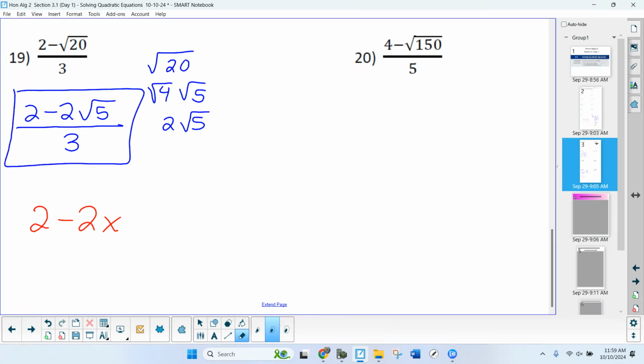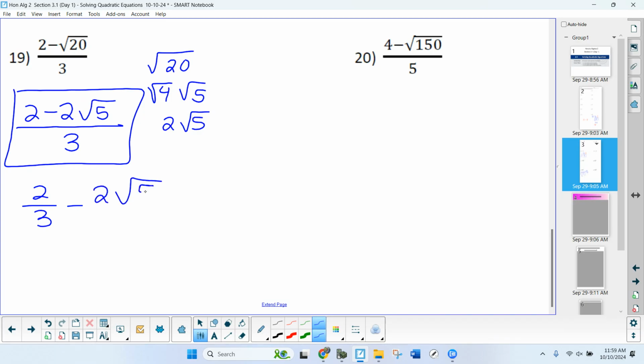If by some chance you wanted to break it up and tell me 2 over 3 minus 2 square root of 5 over 3, that's the same thing. It didn't help me because nothing reduced. You always have to check to see if something reduces, but it didn't. So you're done. I would accept either one of those answers. Did I help clear up 19?